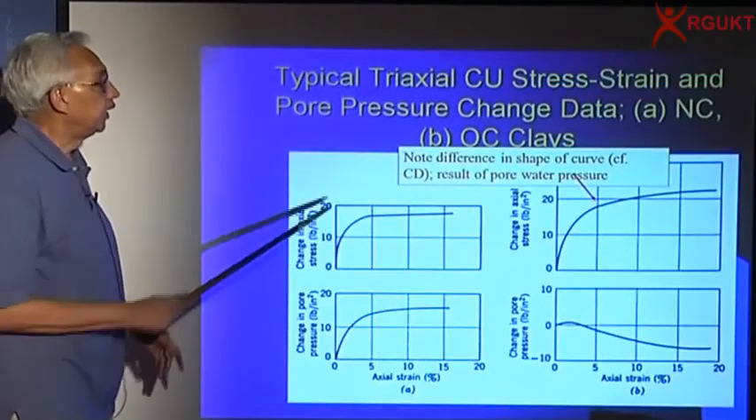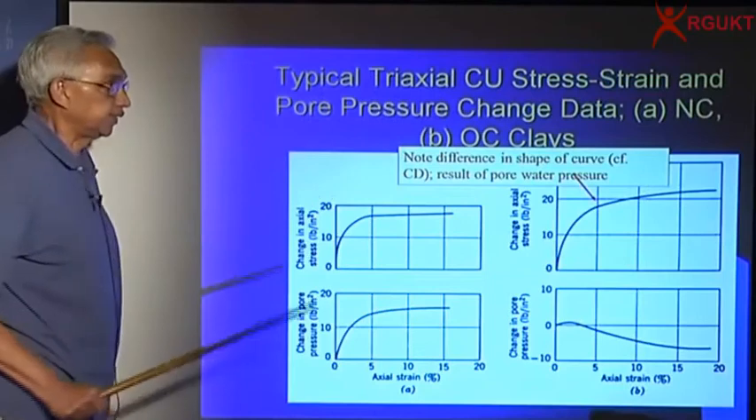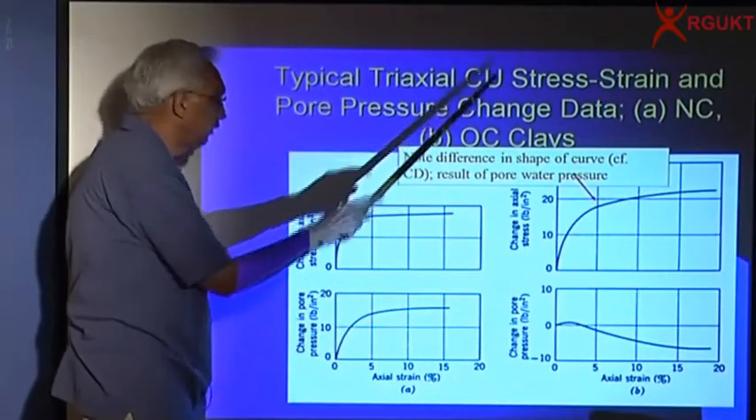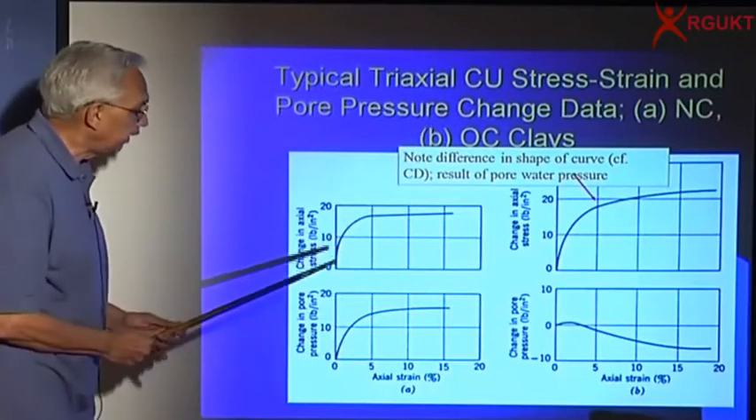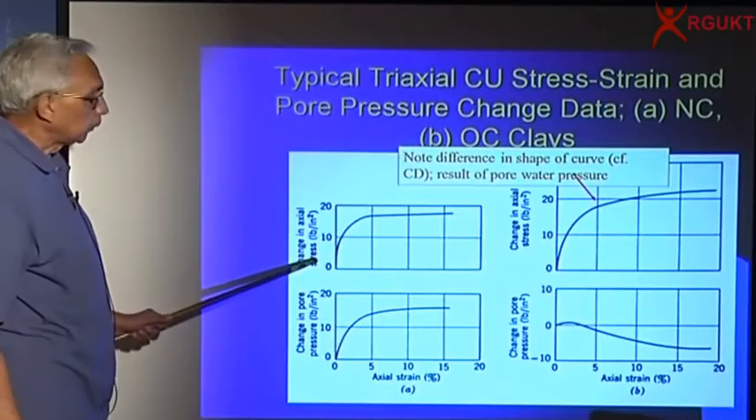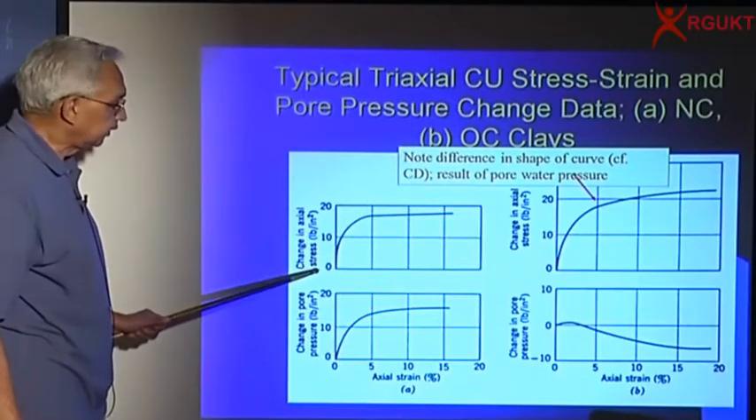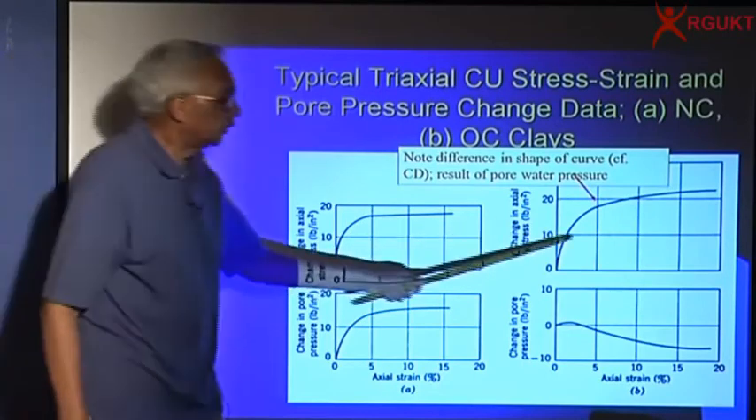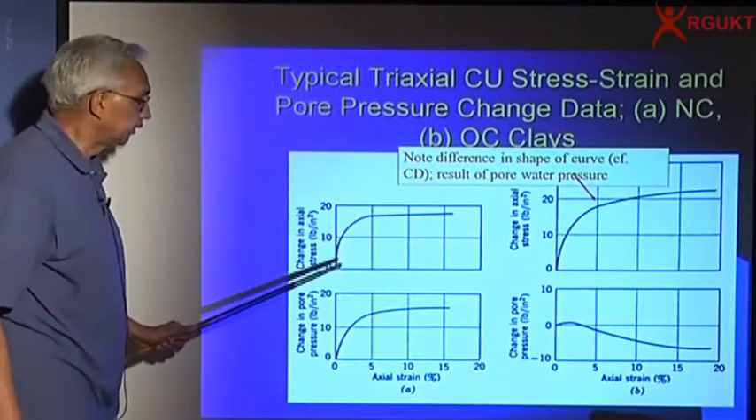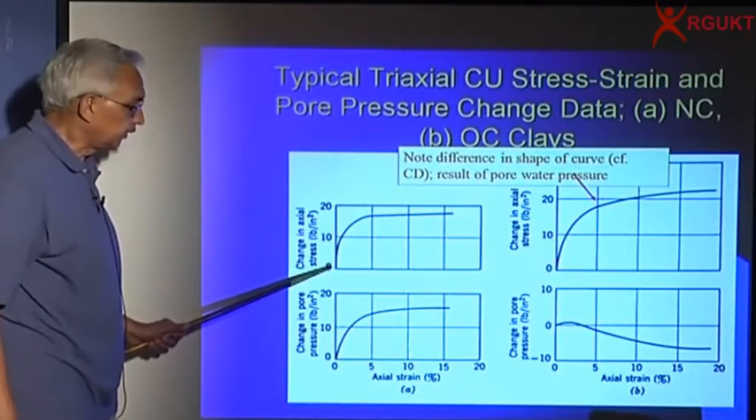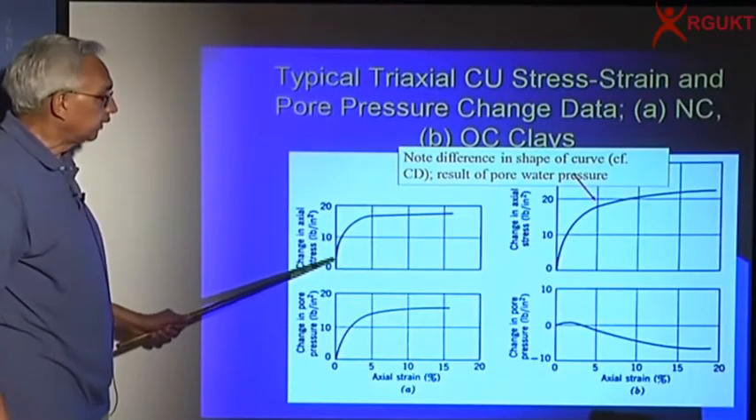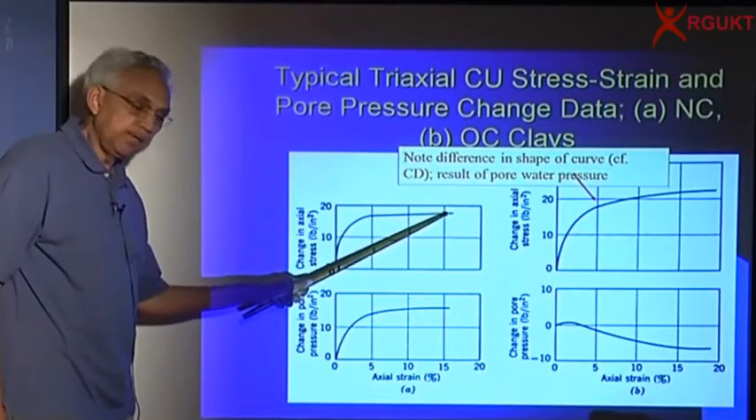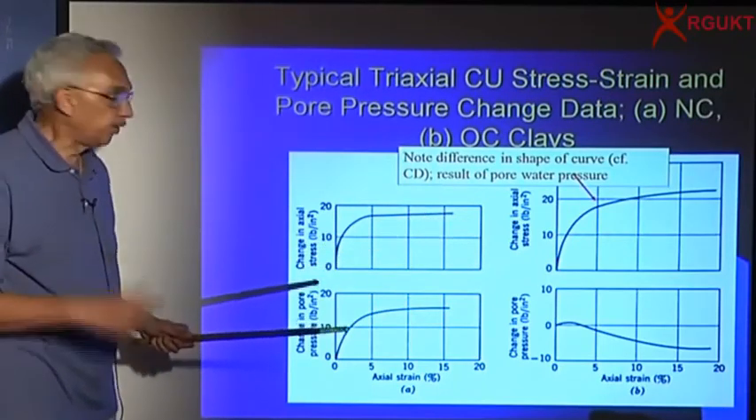Suppose now you do a consolidated undrained test, which means you are first allowing it to consolidate and then doing an undrained test. So when I now look at the deviatoric stress in the case of, say, normally consolidated soil, and these plots are for overconsolidated soils, in the case of normally consolidated soil, the stress is increasing and reaching more or less a constant ultimate value.